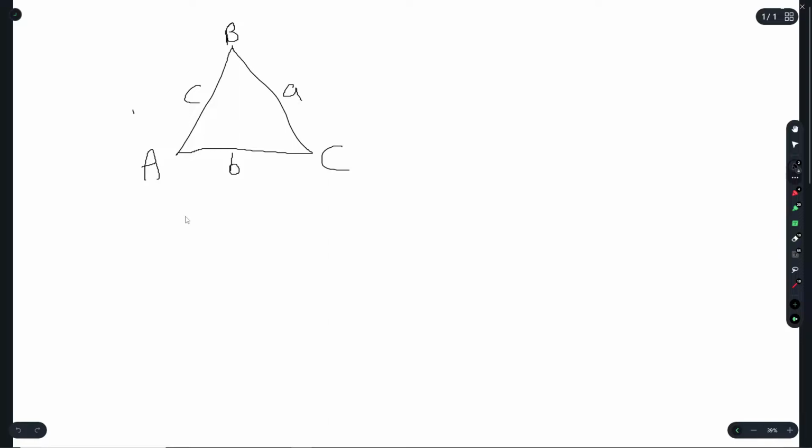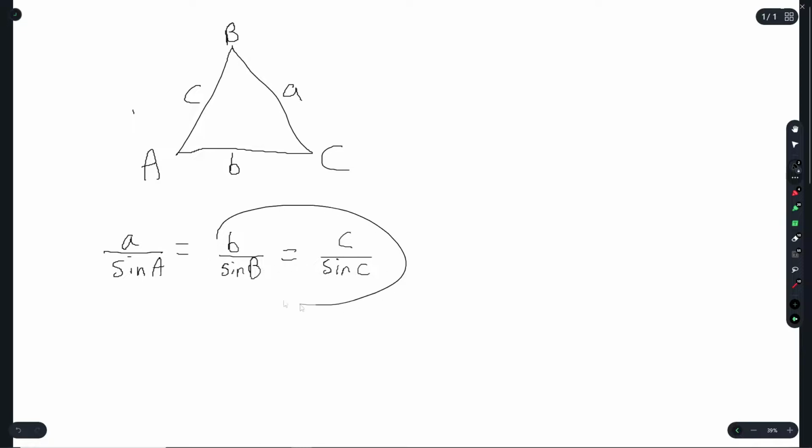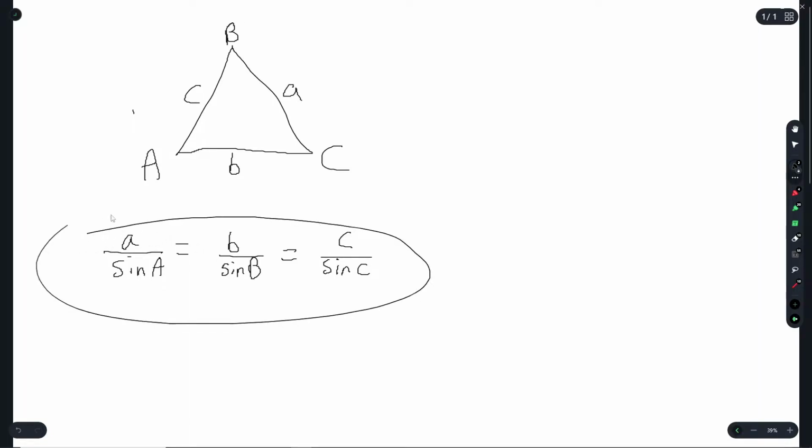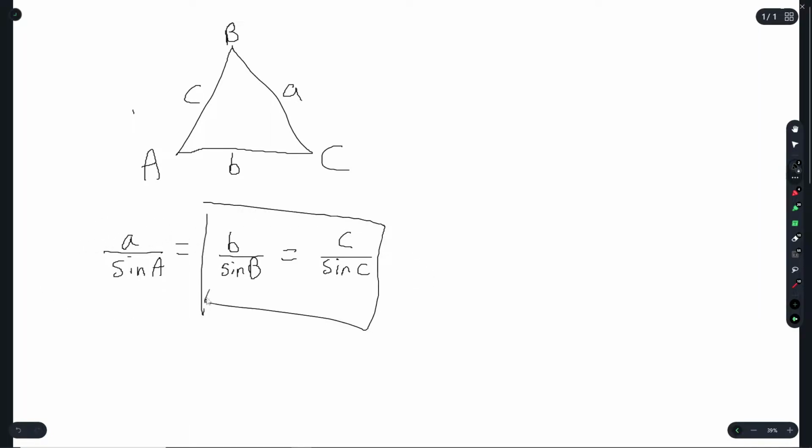What the law of sines says is that a over sine A is equal to b over sine B, equal to c over sine C. So it gives you the relation between the sides and the angles of the triangle. You don't have to use all three. You can use these two, for example, or use these two, for example.